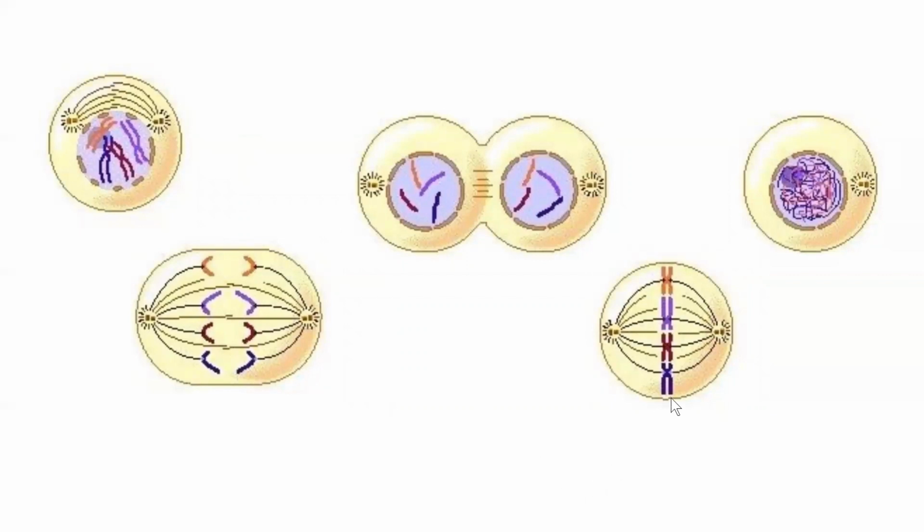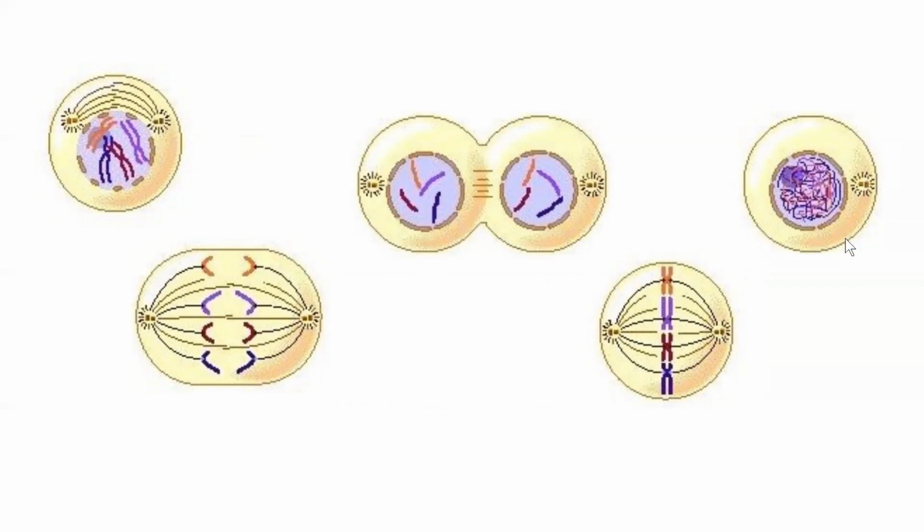All right, lined up in the middle, that must be metaphase. My chromosomes are being pulled apart. That's going to be anaphase. My cell is showing its nuclear envelope coming back and it's almost ready to do cytokinesis. That means this is telophase.